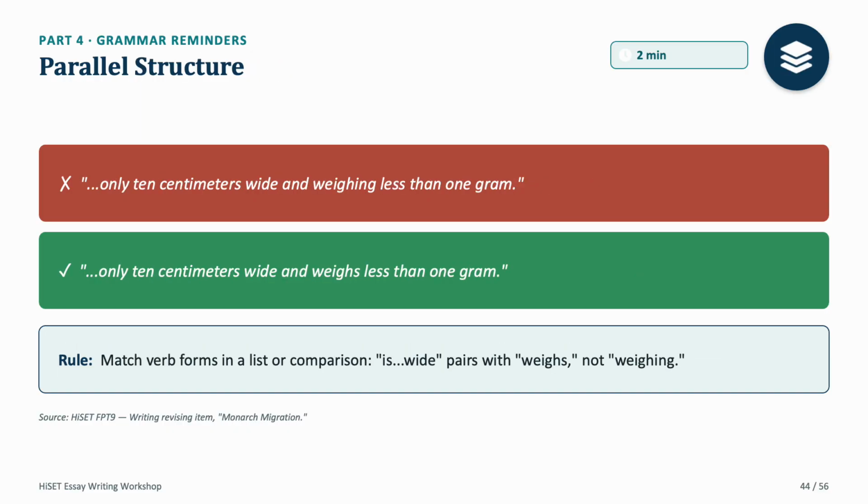Now let's look at parallel structure. The incorrect version says only 10 centimeters wide and weighing less than 1 gram. The correct version is only 10 centimeters wide and weighs less than 1 gram. The important idea is that the grammatical structures need to match. Think of parallel structure as keeping the parts of a list balanced. If one part uses one verb form, the next part should match it when the sentence requires parallel construction.